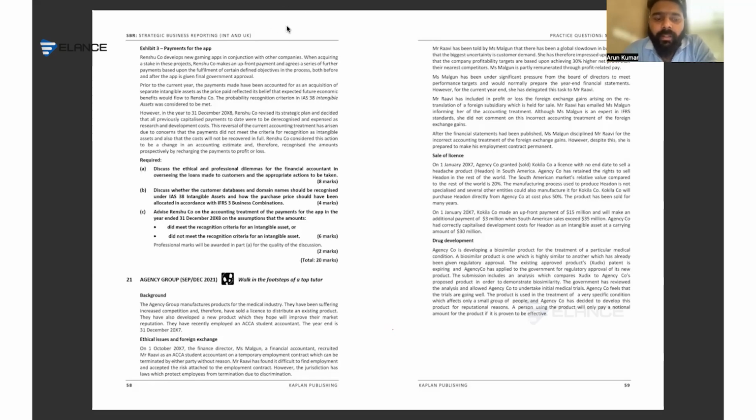Is that clear, everyone? The ethical issues and the foreign exchange part. So the accounting treatment is that it should initially be recognized in OCI, and later on reclassification will be done to P&L at the time of disposal of the subsidiary. At the time of disposal of the subsidiary, we can reclassify the gain from OCI to P&L. That is allowed. Is that clear, everyone? Can you reply in the chat?